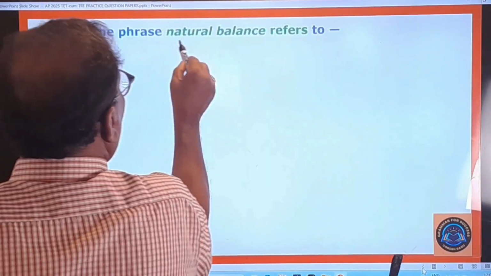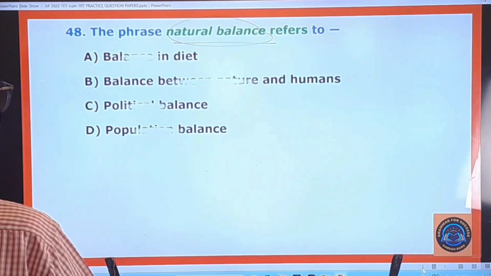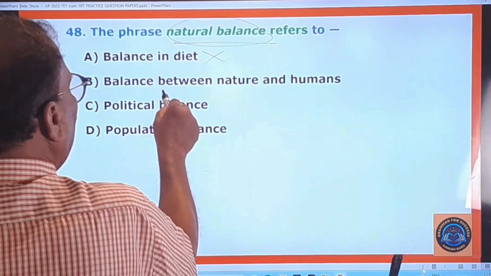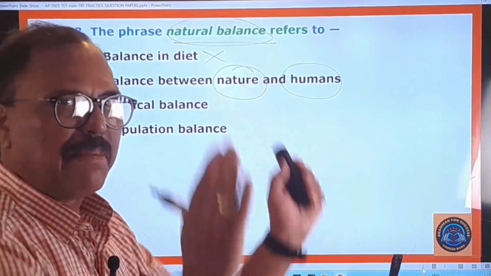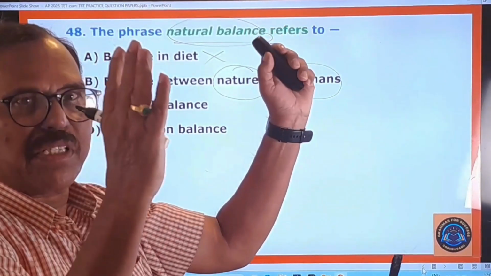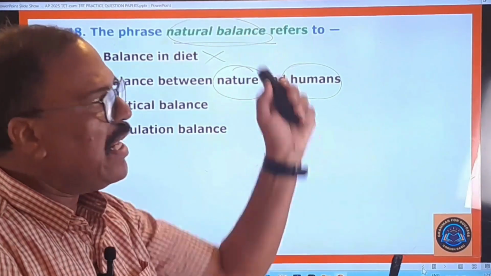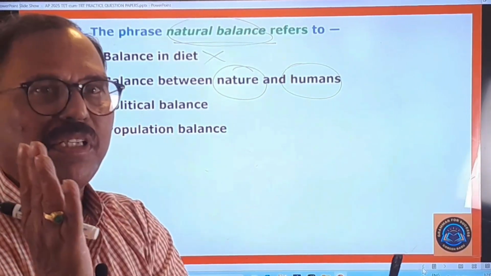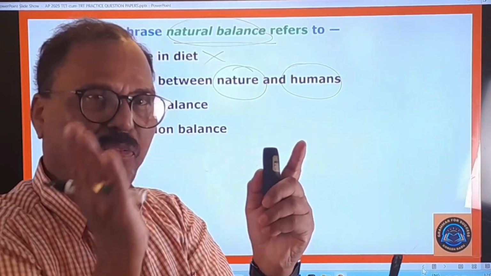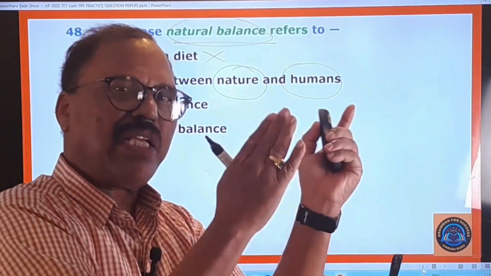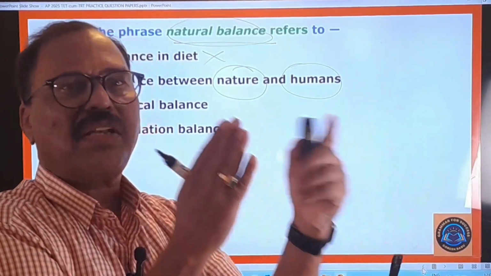The phrase natural balance refers to, what does this natural balance refer to? Balance in diet, no. Balance between nature and humans. So there must be some balance between nature and humans. The humans must love this nature and protect this nature, and then this nature will protect the humans. So there is some reciprocal coordination. If you protect this nature, nature will protect you. If you damage this nature, nature will also damage you.